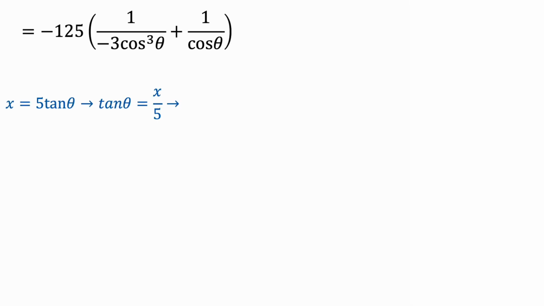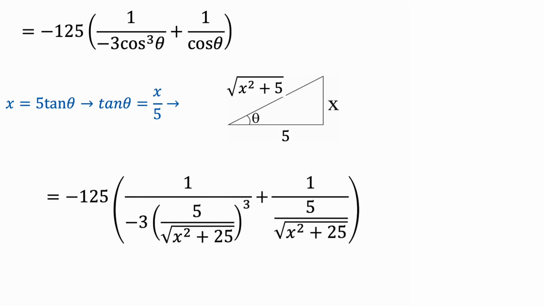Tangent theta was x over 5, meaning opposite over adjacent is x over 5. So the opposite is x and the adjacent is 5. Using Pythagoras' theorem, the hypotenuse is the square root of 25 plus x squared. We'll find its cosine, which is 5 over that root, and substitute it.